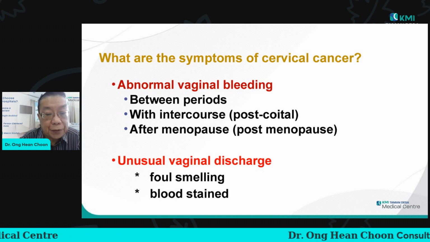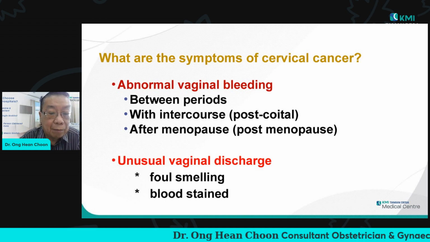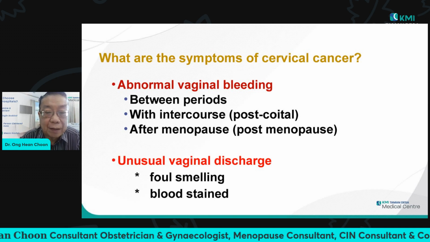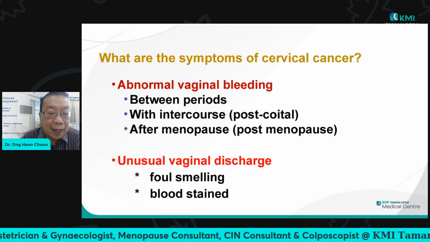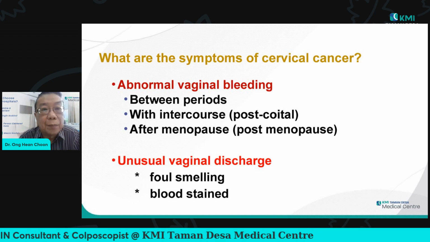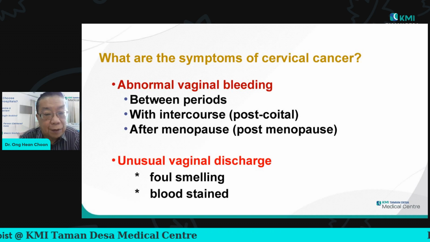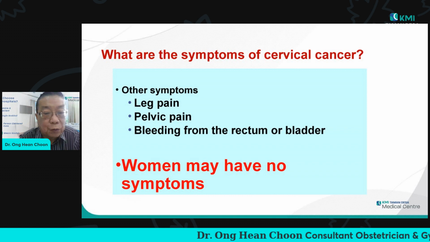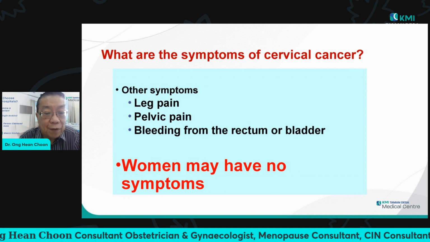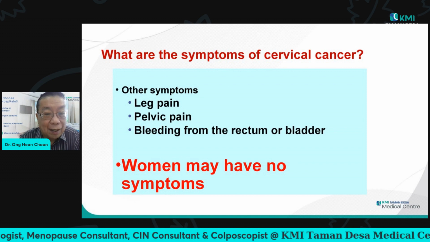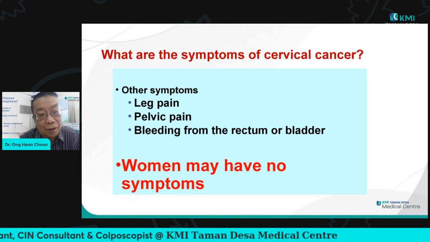Usually, it could be just yellowish, dirty looking, like pus, but foul smelling. There is a certain sort of smell with it that is not very pleasant, and it may be blood stained. So any woman who has blood stained vaginal discharge must be careful that we are not dealing with a cervical cancer. There are many other minor symptoms which are not so important, so we don't want to really talk about it. But I want to stress that women with cervical cancer in the early stages may have no symptoms at all. And that is the most important message I want to put across now.